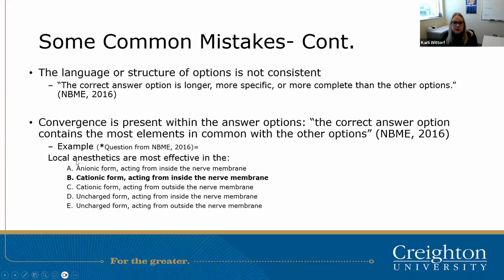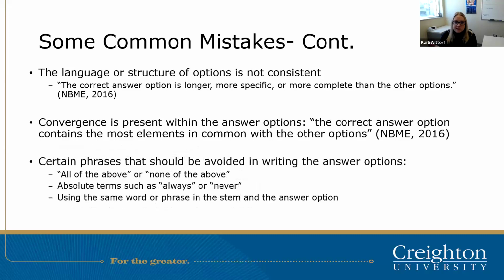So a student could automatically cross out the anionic form because it doesn't have a matching partner, whereas the other two do. Then going to the second part of the question, comparing how many there are inside the nerve membrane versus outside, you can see there are three inside versus two outside. So the student, without even knowing the content itself, could eliminate down to B and D as the best answer options for the question.